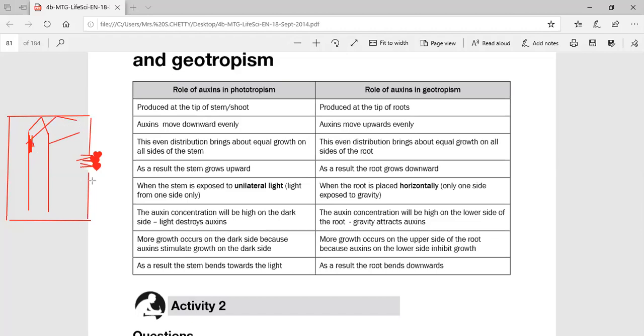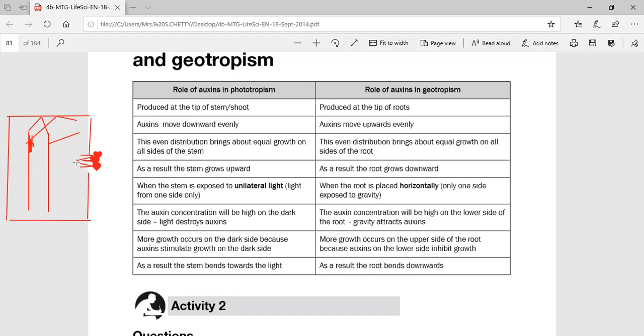It should be more towards the side, okay? You can get the gist of what I'm saying. So no more will the stem be growing straight up. It will now be bending towards the source of light. That is how you demonstrate the bending movement of the stem in response to light, when a stem is exposed to unilateral light, okay? So this is phototropism because it's responding to light.